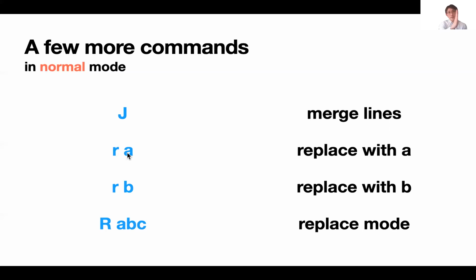If the cursor is on, say, the letter C, then if you press RA, it will change the letter C into A. If you do RB, it will change the letter into B. If you do capital R, it will change your cursor into a replace mode, and you can change whatever has been written on the line with the things that you actually type from that point. Yeah, we'll try them together.